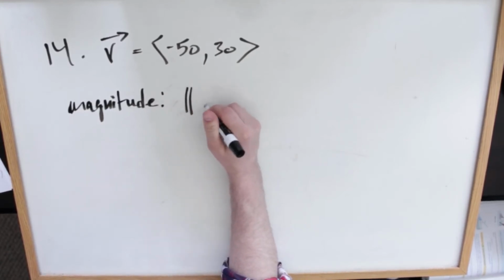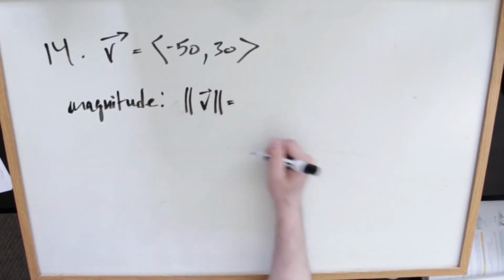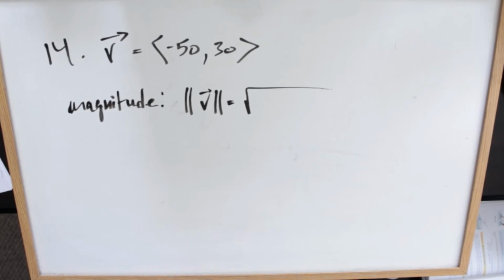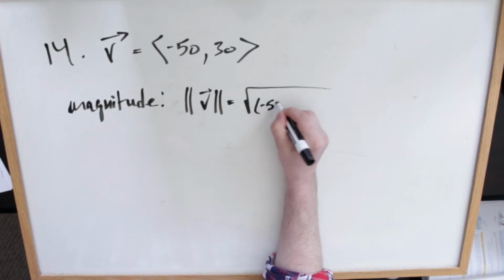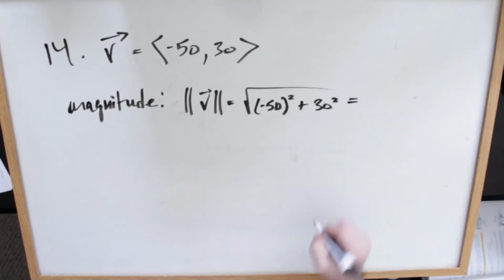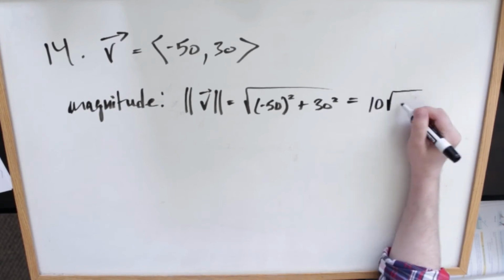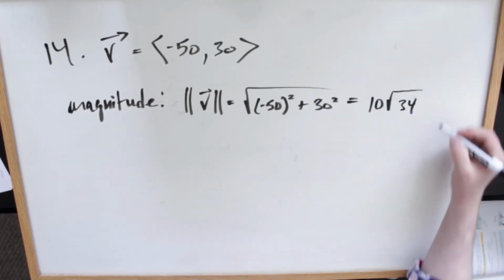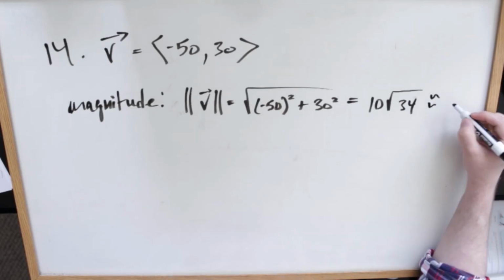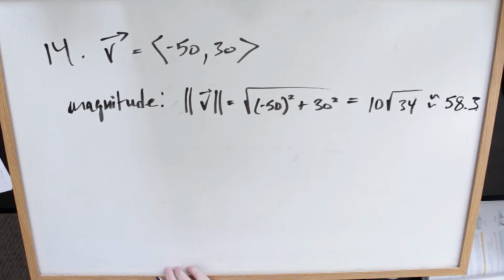All right, so we're looking for the magnitude of V. So this is going to equal, and all we're doing here is the square root of our components. So it's going to be -50 squared plus 30 squared. Remember, it's like the missing piece of the Pythagorean theorem. This is going to work out to being 10 times the square root of 34. And I'll just approximate this. This is going to be 58.3. Okay. So that is the magnitude of our vector V.